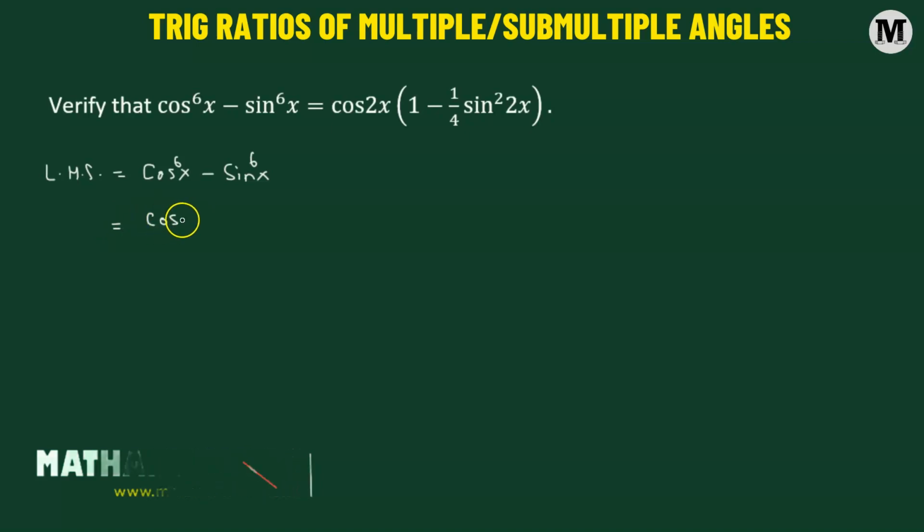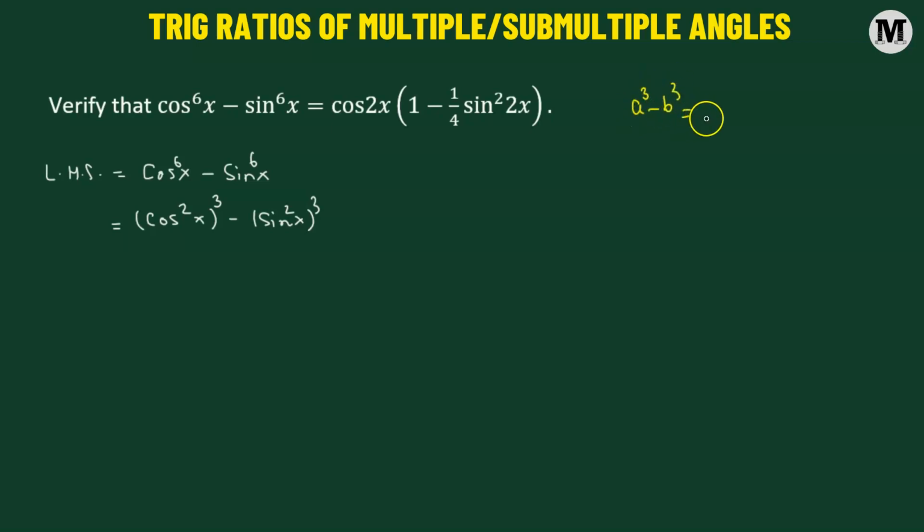So the first term can be expressed as cosine square x whole raised to the power of 3. And the second term can be expressed as sine squared x whole raised to the power of 3. Now immediately that gives us the difference of two cubes. So whenever we have a cubed minus b cubed, we can factorize it to get a minus b multiplied to a squared plus b squared plus ab.